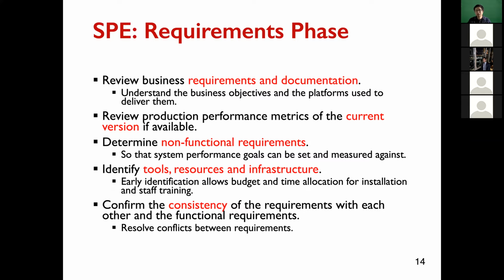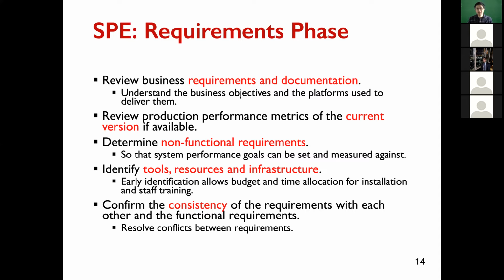And also, if we already have a current version, we need to review the performance metrics of the current version. So in the next version, we can understand which performance metrics we need to maintain and which performance metrics we need to improve, okay? Then we derive our non-functional requirements. Also, we need to identify the tools, resources, and infrastructures for verifying the non-functional requirements, okay?